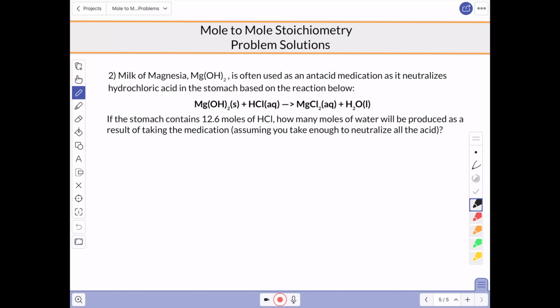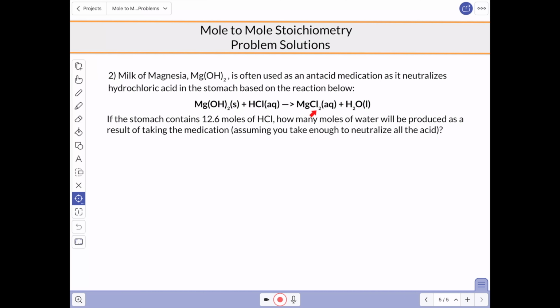So if the stomach contains 12.6 moles of hydrochloric acid, how many moles of water will be produced as a result of taking this medication? And this is assuming that we take enough medication to neutralize all the acid, and that's important. What should we always do? We should always make sure that this is balanced.